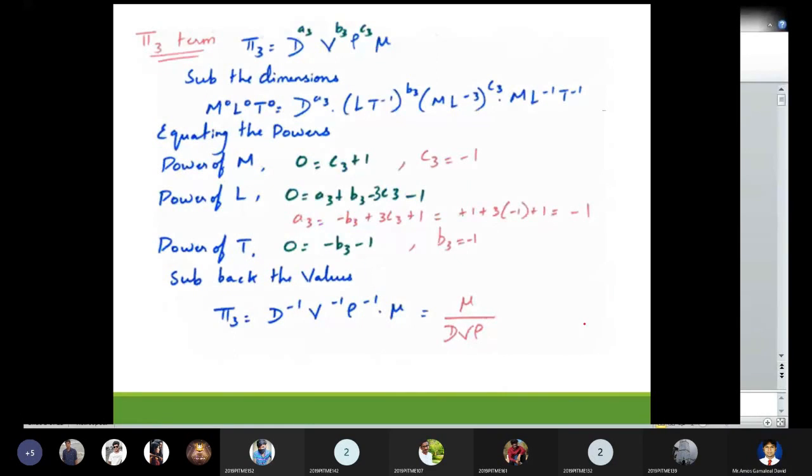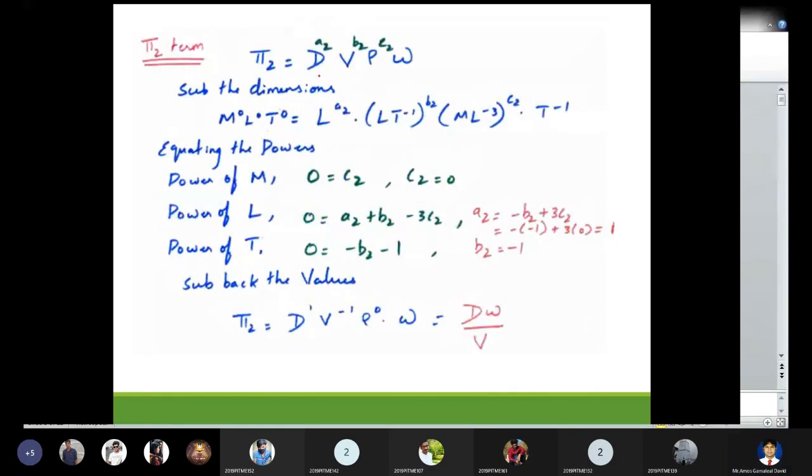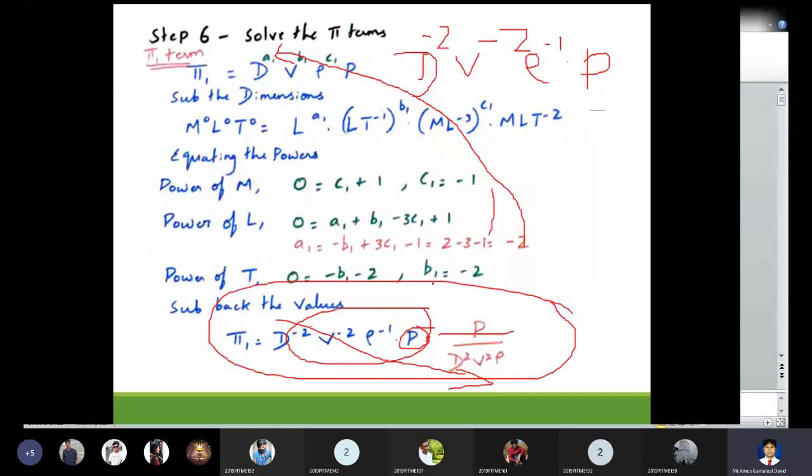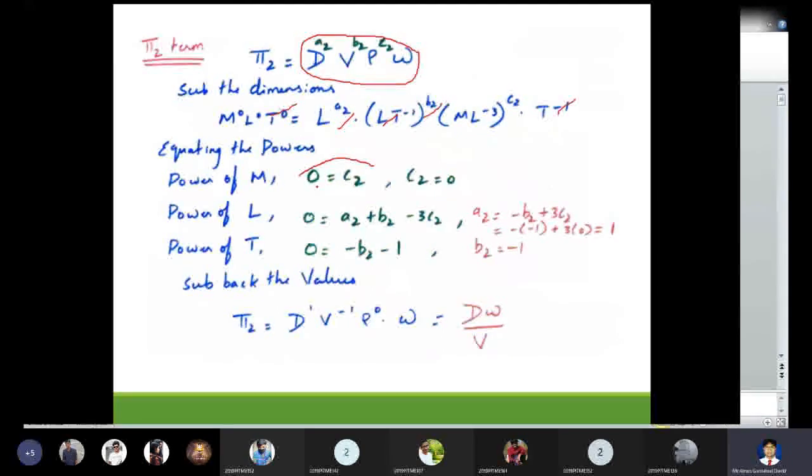Similarly, pi 3, pi 4. Okay, we'll just look at pi 2 now. d v rho omega is my second pi term. So when I substitute all the dimensions, I'll get this equation. Then I'm going to equate the powers. Equating the powers, left hand side m is equal to 0, right hand side there is only c2. So that will become c2 is equal to 0.